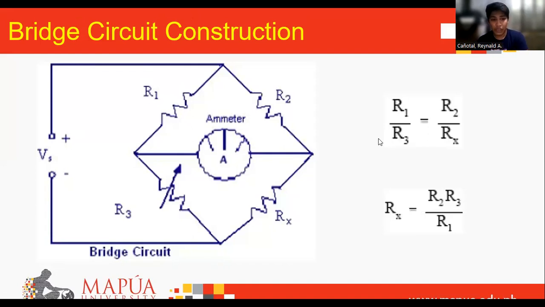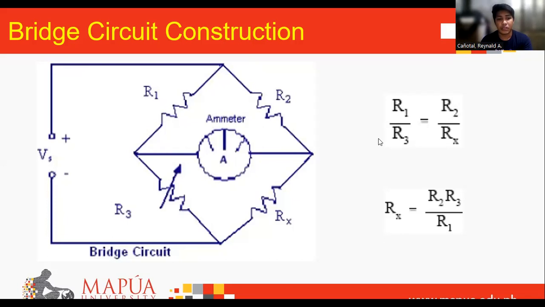Resistors R1 and R2 are the ratio arms of the bridge. They ratio the two variable resistances for current flow through the ammeter. R3 is the variable resistor known as the standard arm that is adjusted to match the unknown resistor. The sensing ammeter visually displays the current that is flowing through the bridge circuit.